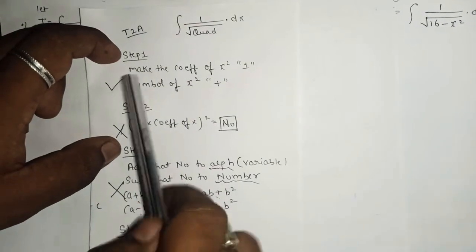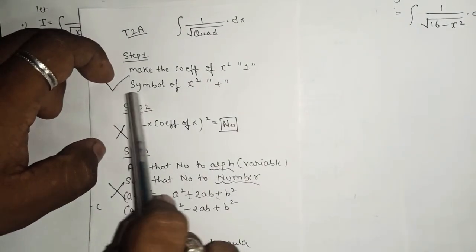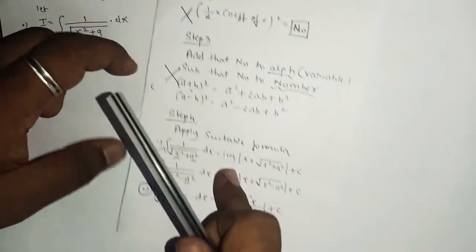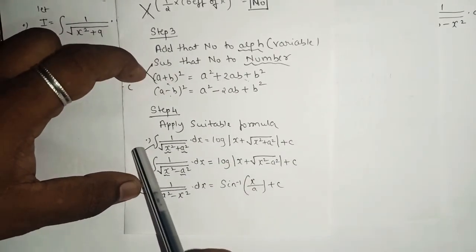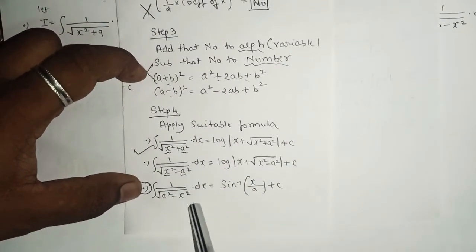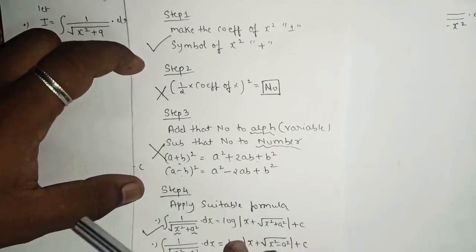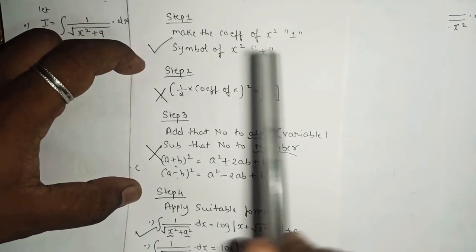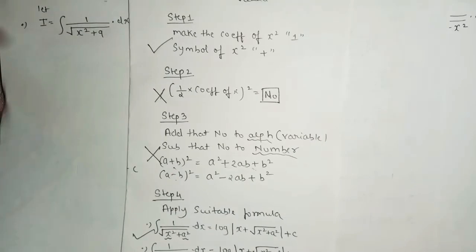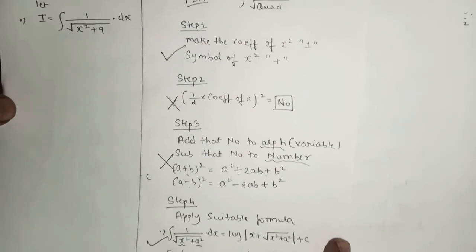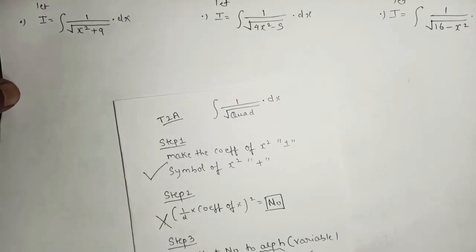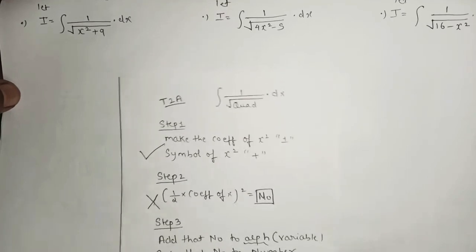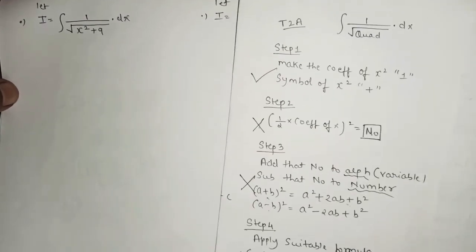Step number 1: make the coefficient of x square 1, and the sign of x square should be positive, and directly apply the suitable formula. Guess the formula, apply the formula, and you will get the answer. You have to skip the second and third step whenever the middle term is absent. I will take a few examples based on that. So let's move on to the first one.